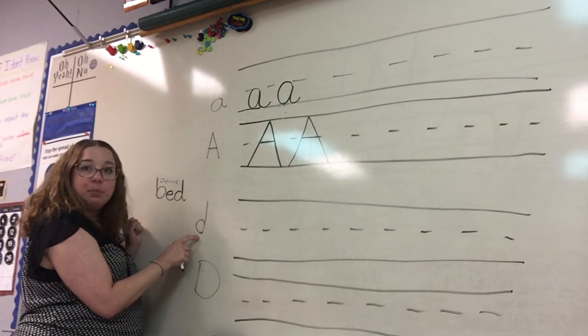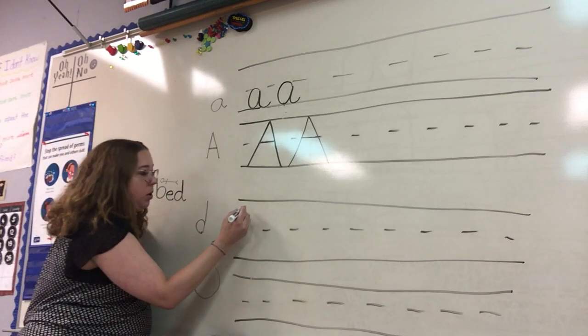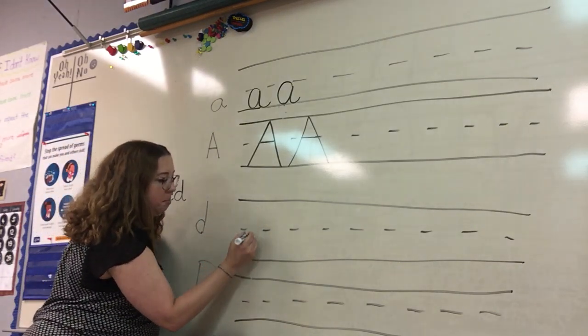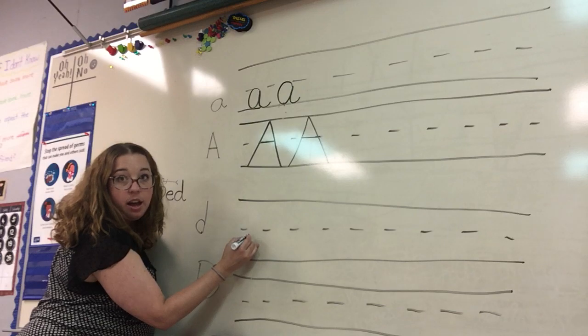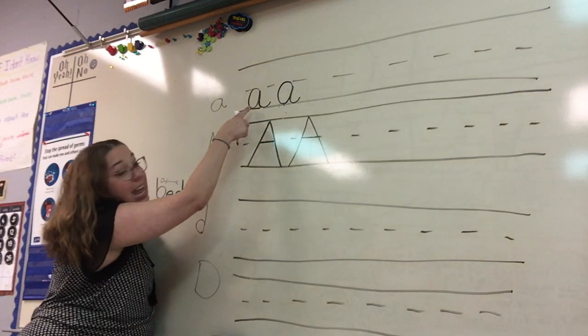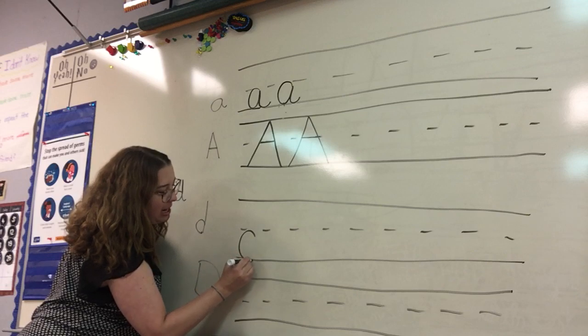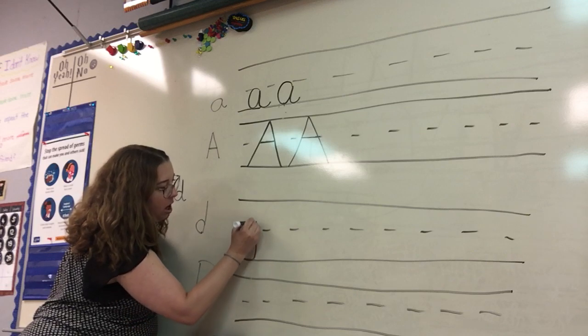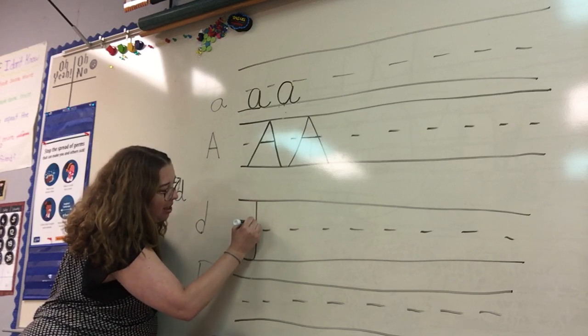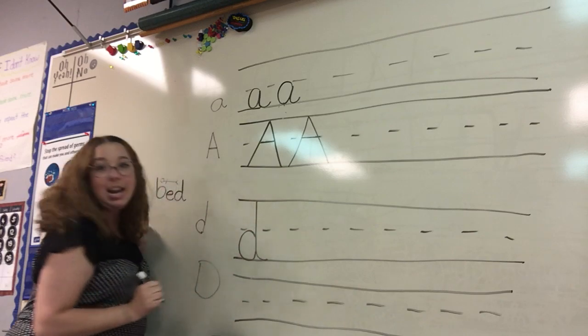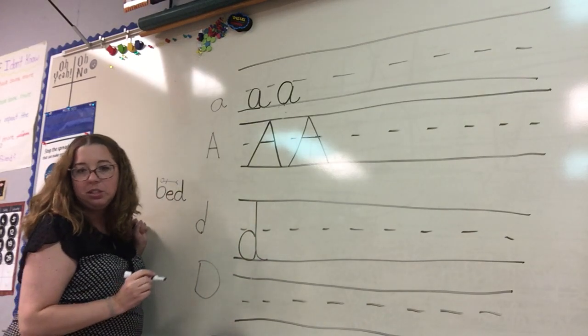Okay, so now let's practice making our Ds. I'm going to start by doing the circle, just like an A. I'm going to start at the midline. I'm going to go around for the D. I'm going to hit that bottom line. I'm going to go all the way up and back down. Okay, let's do that again.